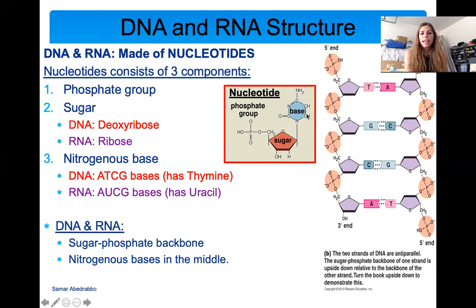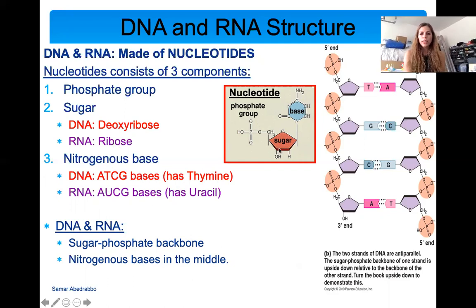Every nucleotide has a nitrogenous base. DNA comes with 4 different nitrogenous bases. There's adenine, which sometimes we just say A, thymine T, cytosine C, guanine G. And keep in mind that DNA has thymine, which is T. RNA has adenine, uracil, cytosine, and guanine. So these are the nitrogenous bases that we see in RNA, including uracil.